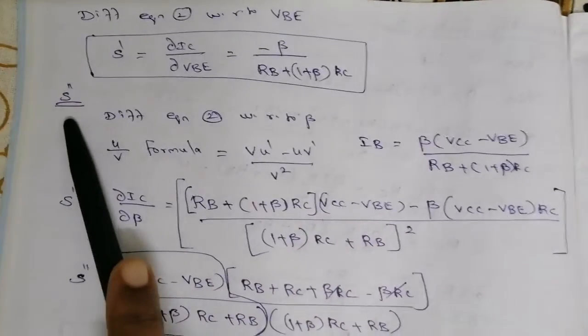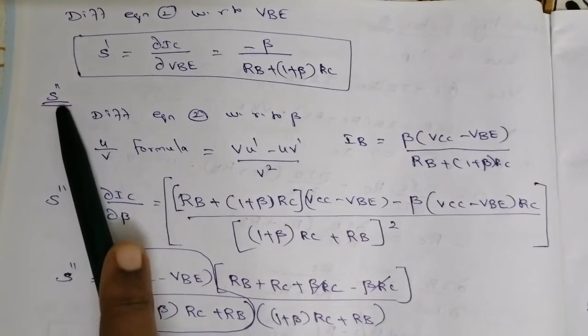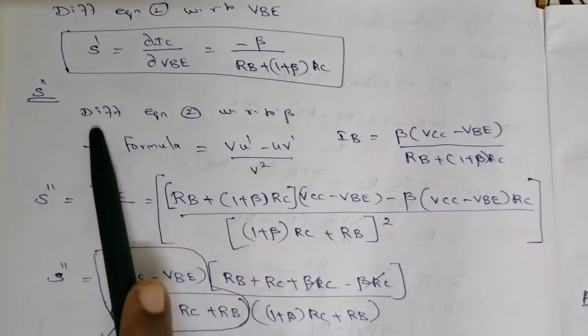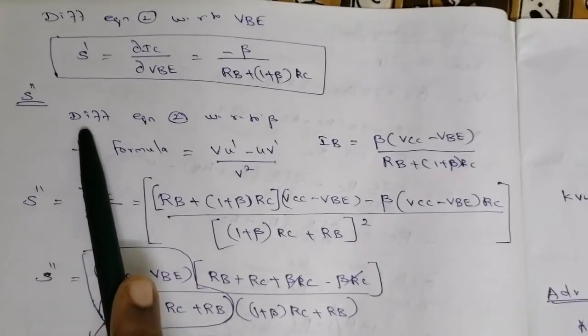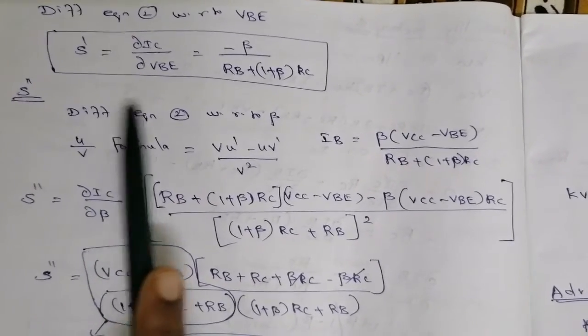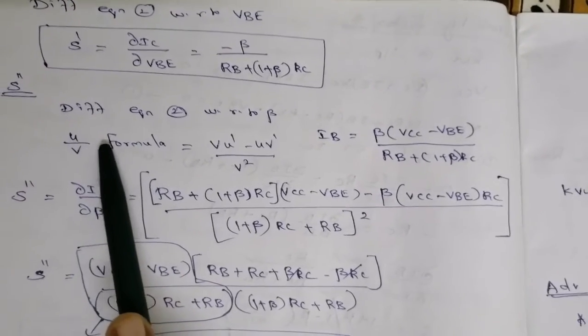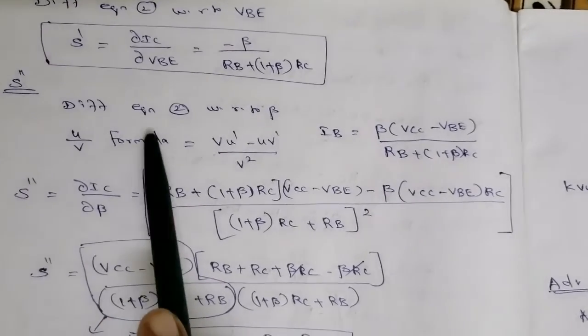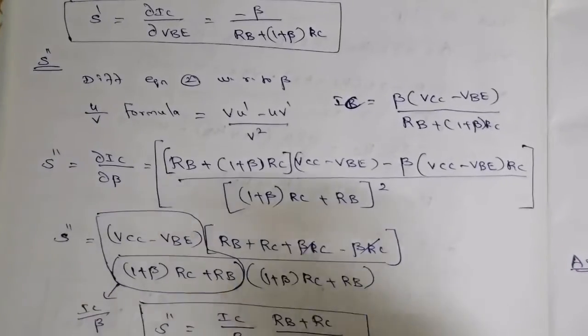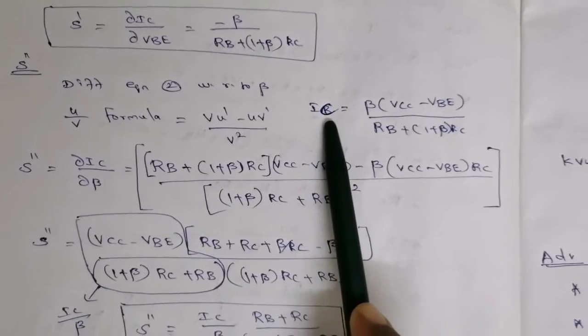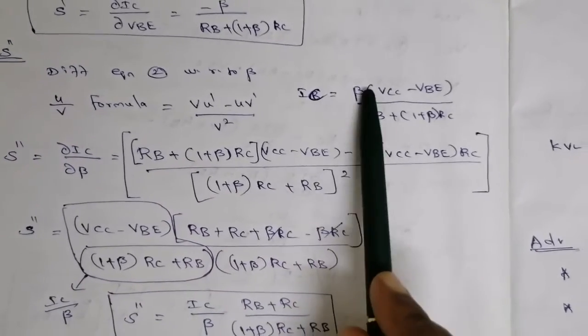Next one, to find S double dash. So S double dash is nothing but dou IC by dou beta. So we have an equation of IC. So we have an IC equation already derived. So now differentiate this equation with respect to beta.